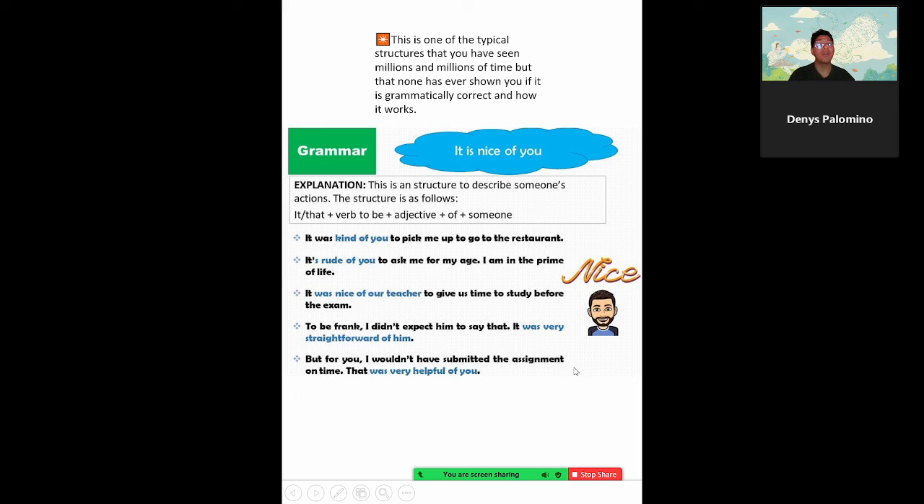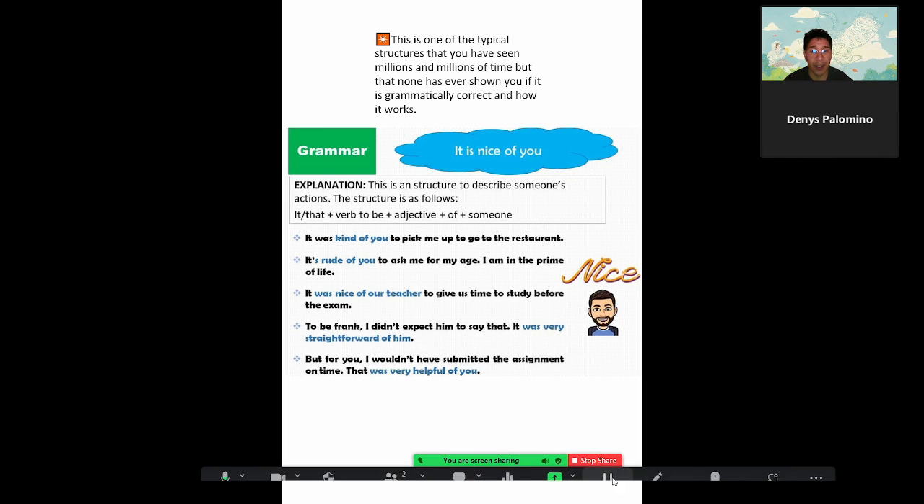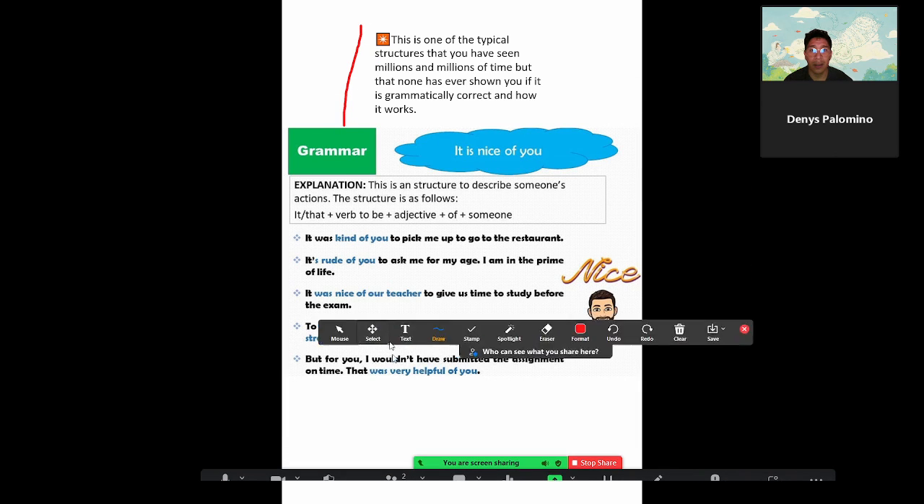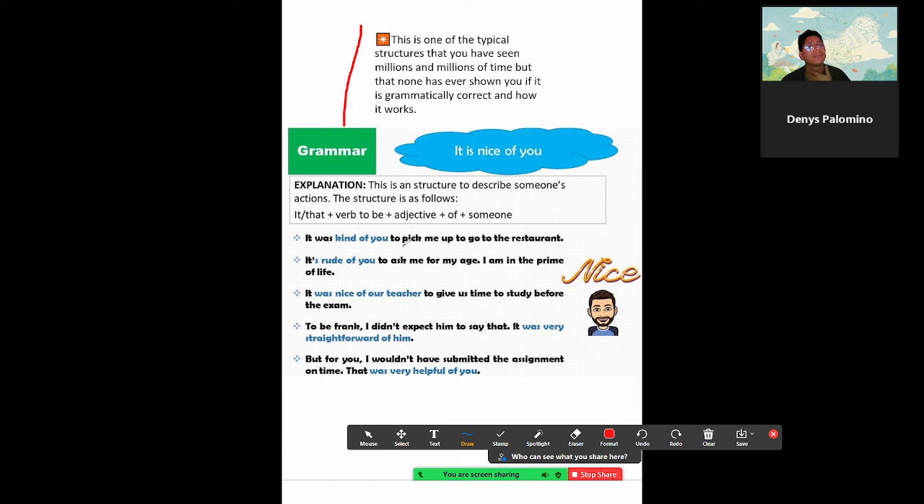It is nice of you. Okay, it is nice of you. Please read this definition here. What is this? This is one of the typical structures that you have seen millions and millions of times, but that no one has ever shown you if it is grammatically correct and how it works. Yes, grammatically. Cada vez que tú veas un cali, es grammatically.